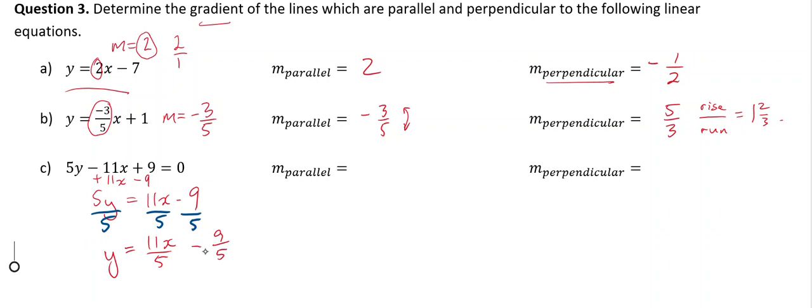Now, we don't really care about the minus 9 over 5, we simply care about the gradient. So the gradient of that line will be 11 over 5. So that means the gradient that's going to be parallel to that will also have a gradient of 11 over 5. 5 across and 11 up. And so the gradient that's going to be perpendicular to that, again, will be the negative reciprocal. Simply invert the fraction and change the sign. So it will be negative 5 over 11.